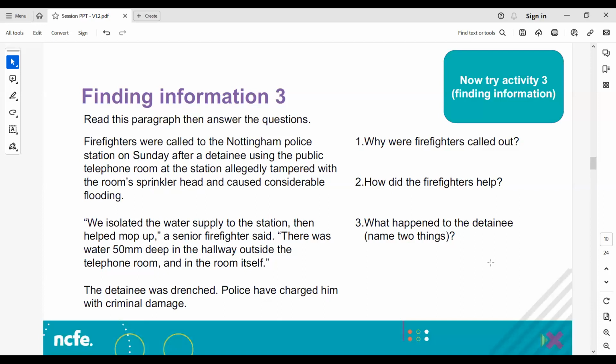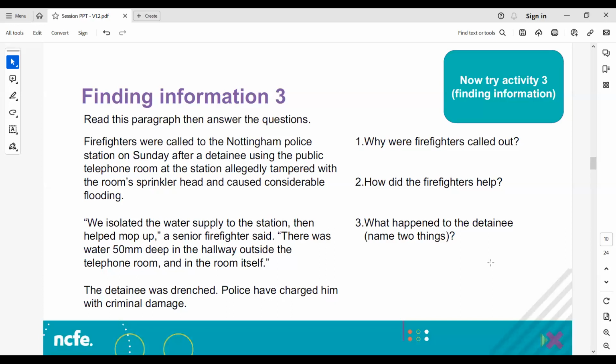Well done. So question 2, how did the firefighters help? So what did the firefighters do when they were there to help? The firefighters helped by isolating the water supply to the station, then helped to mop it up. Excellent. Again, that's exactly what the assessor will be looking for. Good. So they did 2 things. They isolated the water supply and then they helped to mop up.